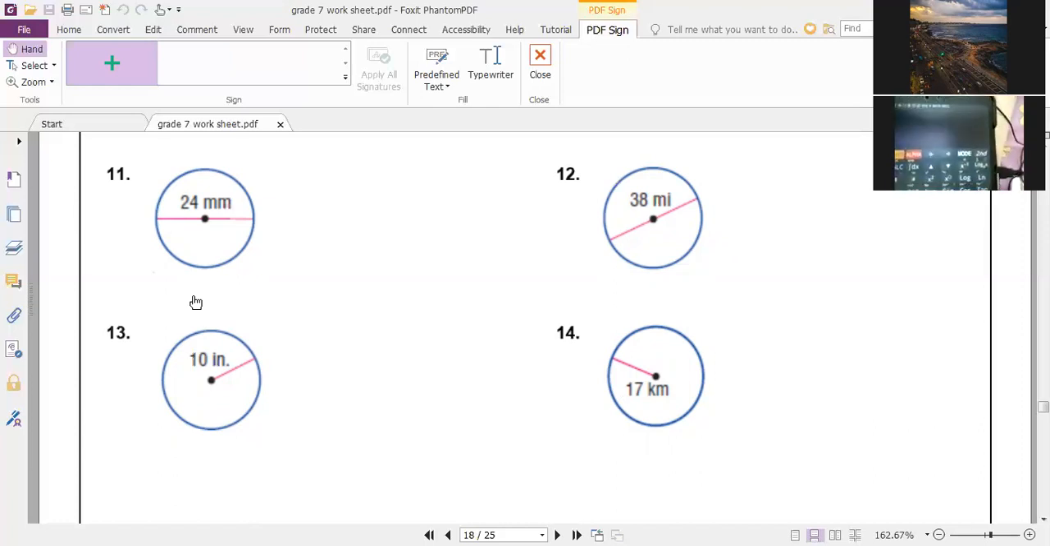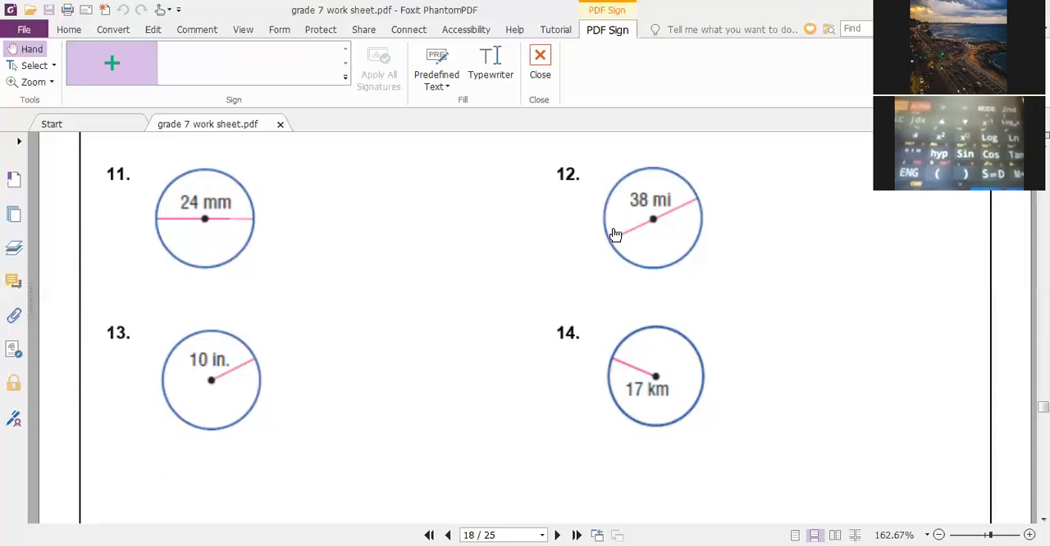So this is equal to pi times d. Pi is equal to 3.14, times d, which is 24. So 3.14 times 24, my friend, is equal to 75.36. So this is my result: 75.36.